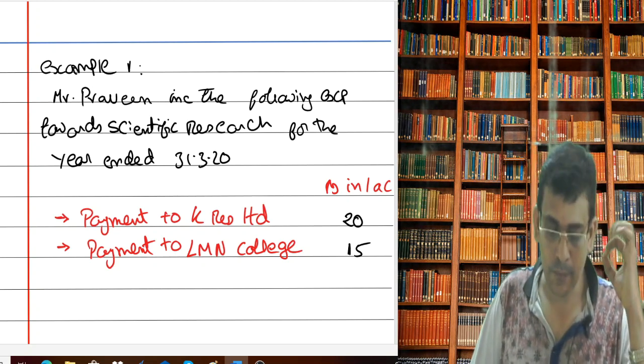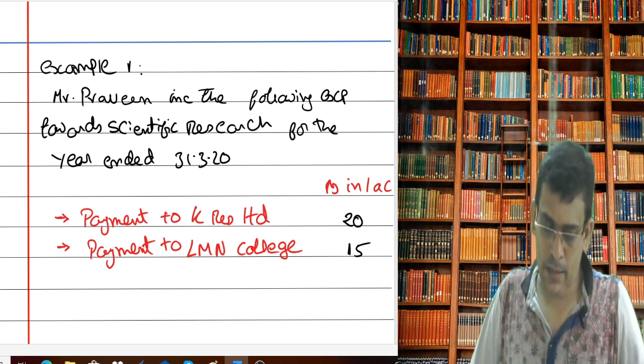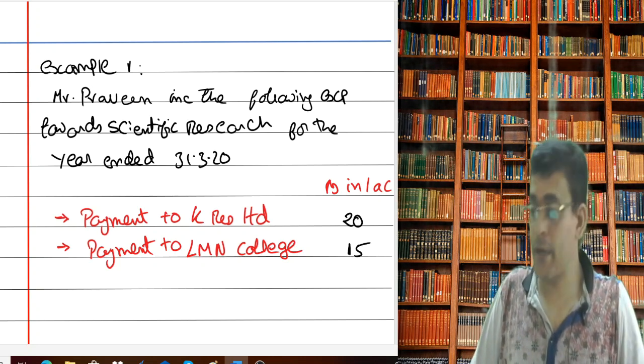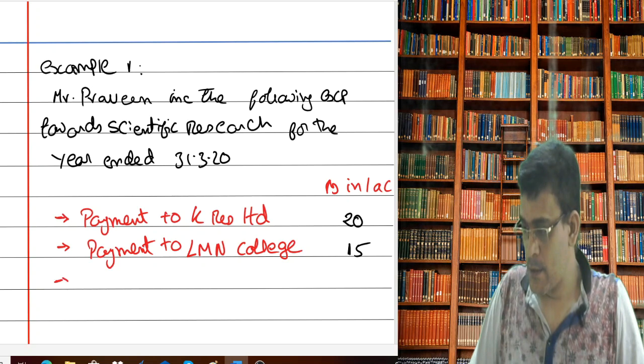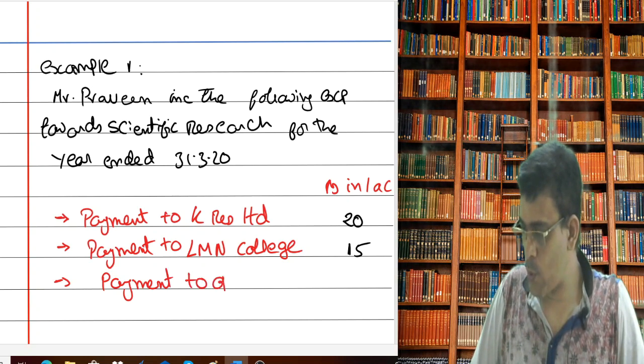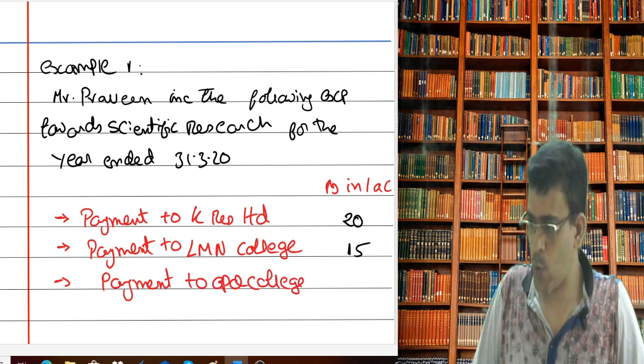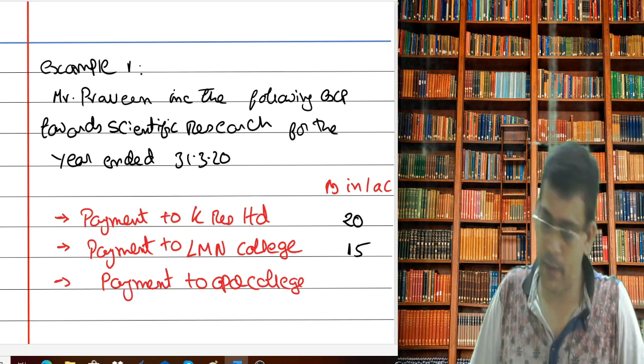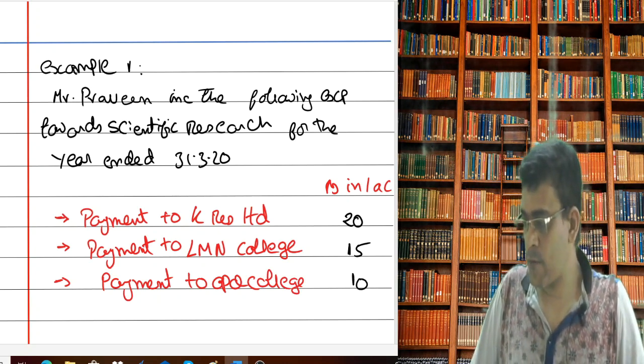Now the next thing is payment to OPQ college. Payment to another college, OPQ college. So payment is made to OPQ college. Let us consider the amount being 10 lakhs as the amount of contribution.